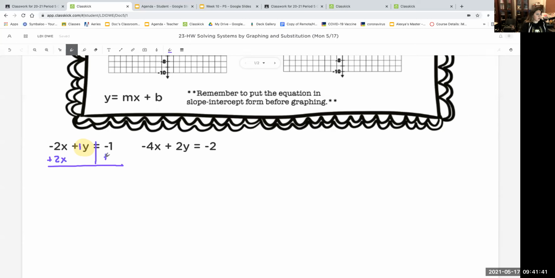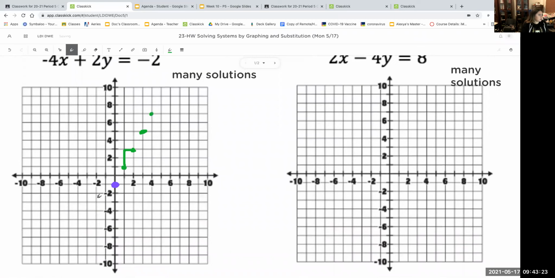From there, my slope says up 2 and then 1 to the right. So from here, up 2, 1 to the right. Again, if you want to draw your lines, I would probably suggest that to make life a little bit easier, or just zoom in a lot. It's totally okay to zoom in a lot. Up 2 over 1, or I can go backwards, down 2 over 1, down 2 over 1, down 2. And I'm going to connect my dots.